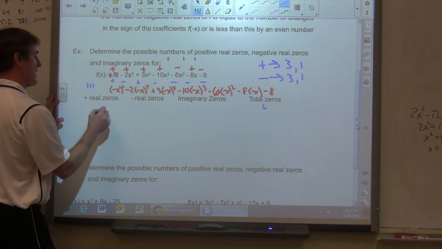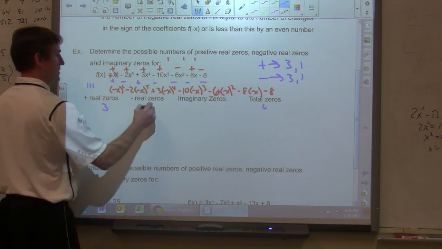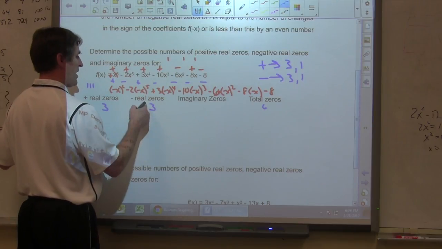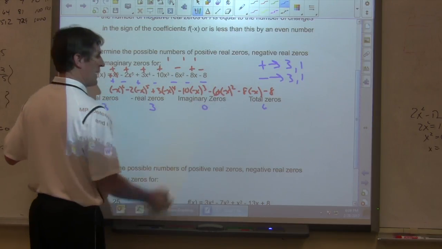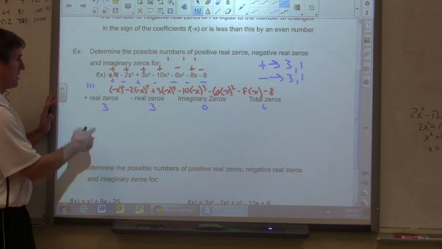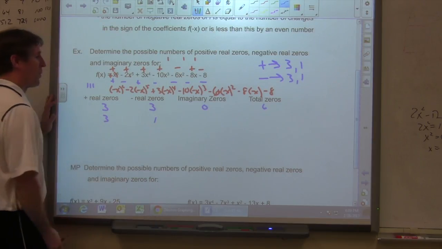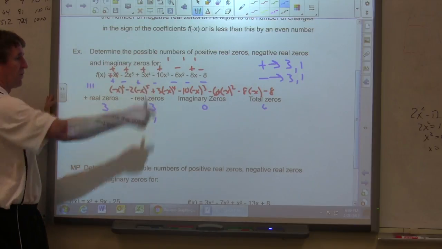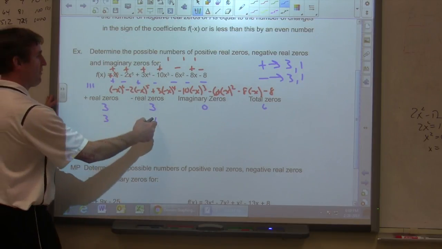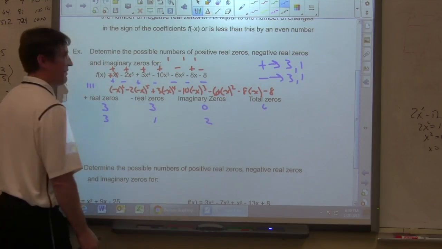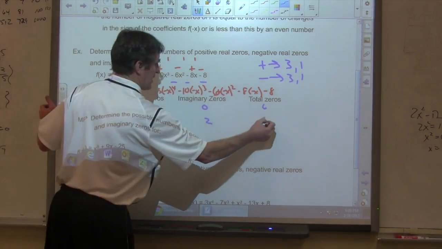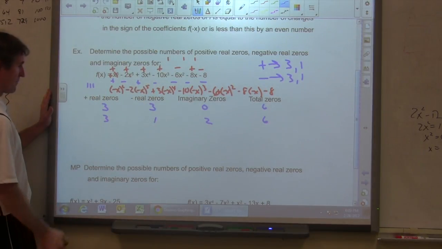We know we have 6 answers, so we could have 3 positive, 3 negatives, and that would mean we have 0 imaginary solutions. But we could have 3 positive and only 1 negative, because remember, it's either 3 or it goes down by 2. That gives me 4 answers, so I would have to have 2 imaginary, which still gives me our total has to be 6.